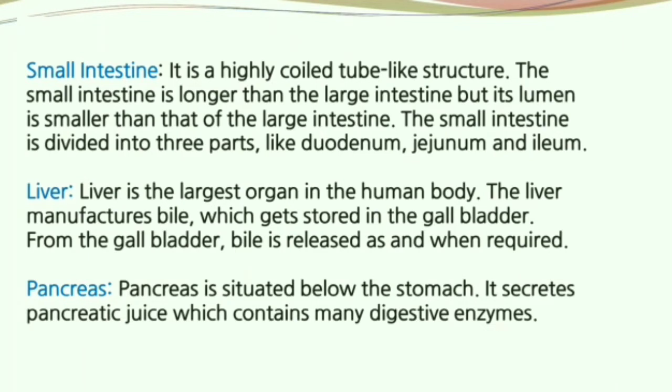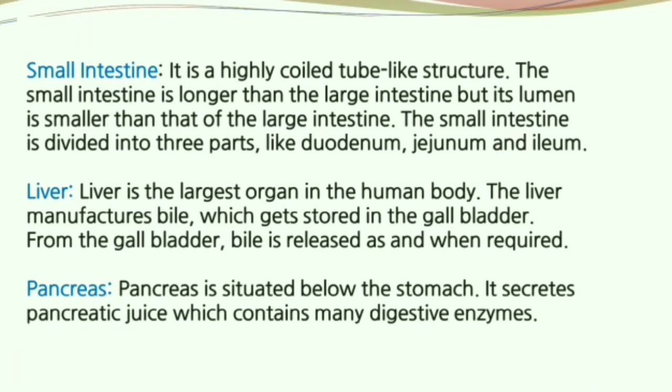The small intestine is a highly coiled tube-like structure. The small intestine is longer than the large intestine, but its lumen is smaller than that of the large intestine. The small intestine is divided into 3 parts: the duodenum, jejunum and ileum.